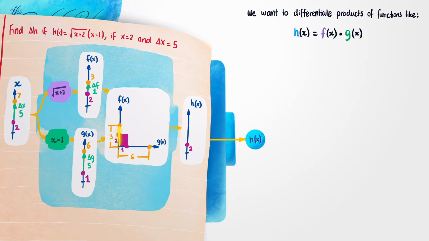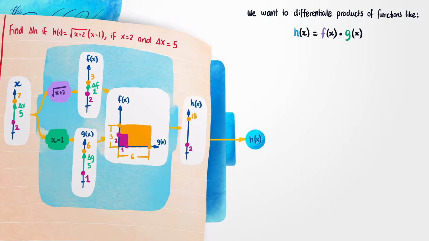Now that we know the new values of f and g, we can also use this to draw another rectangle on this diagram. Now since the height is 3 and the width is 6, then multiplying these two just gives you a value of 18. So h of x is 18 for this value.